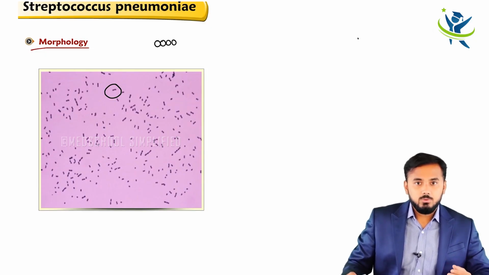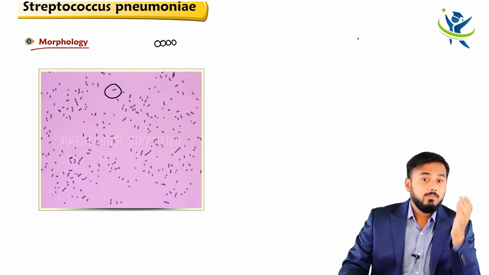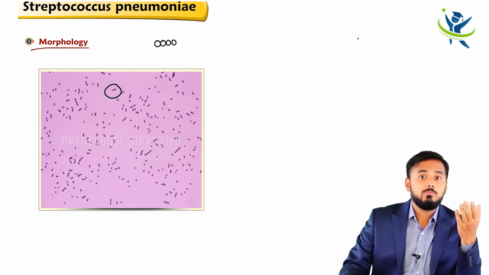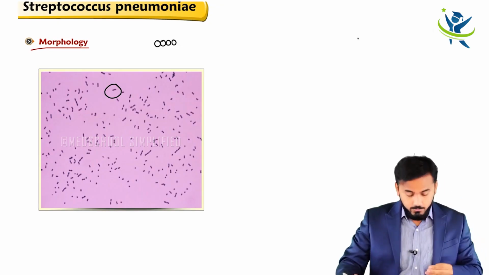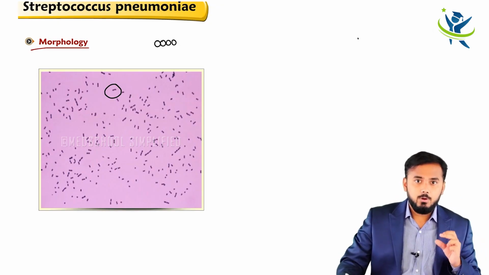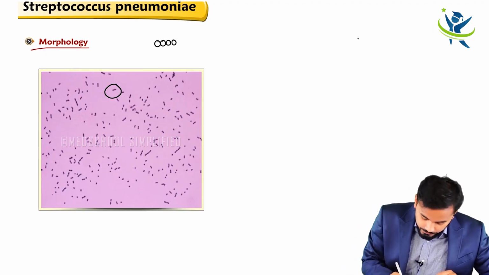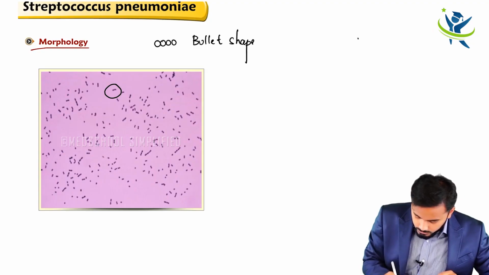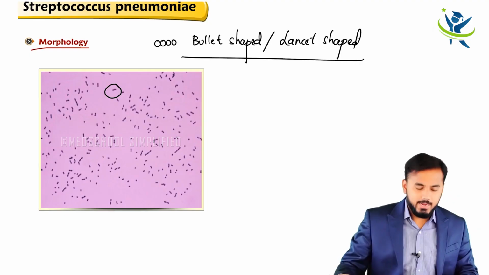So if in the exam they ask you what is the exact shape of Streptococcus pneumoniae, for example, if I ask you what is the shape of Clostridium, you will tell it is comma shaped. In the same way, what is the shape of Streptococcus pneumoniae? Then you should answer that it is bullet shaped, or also called lancet shaped. Lancet shaped bacteria, right?